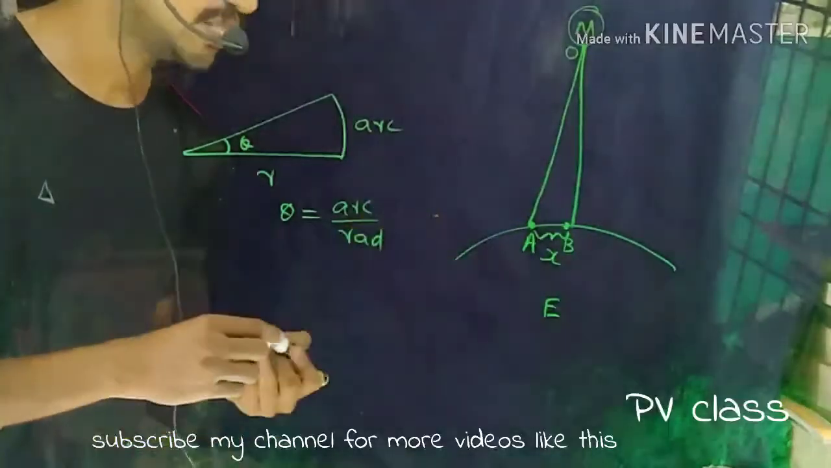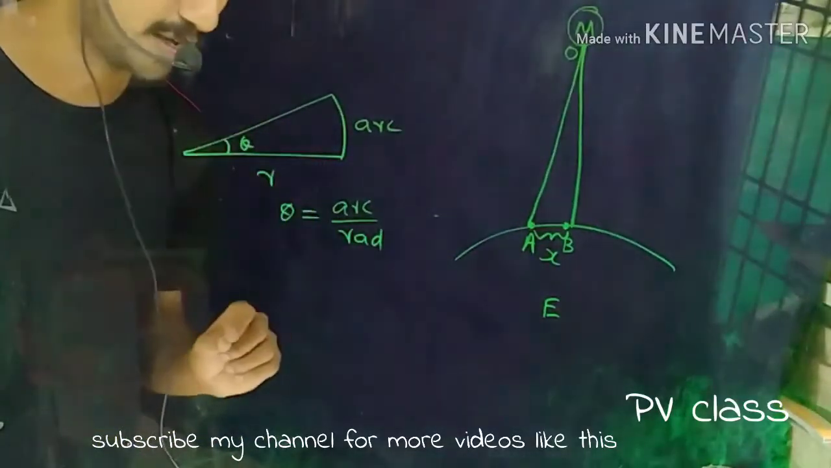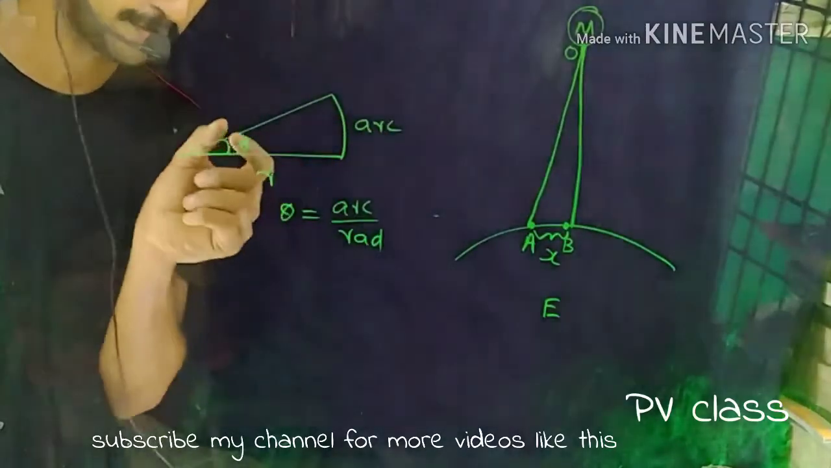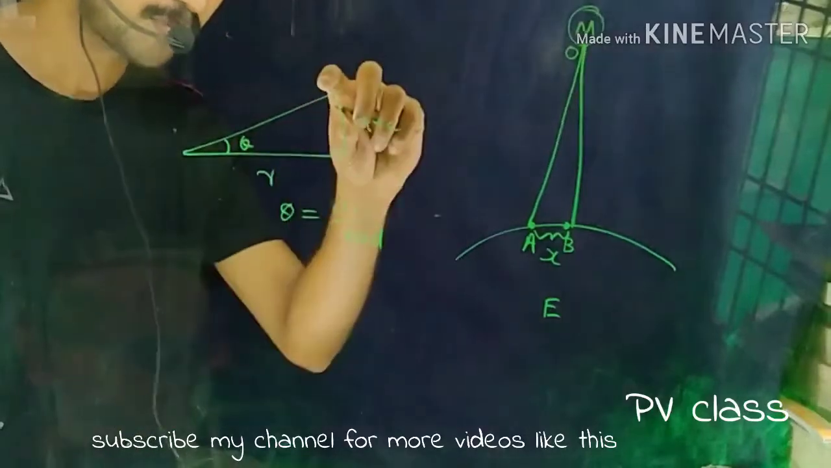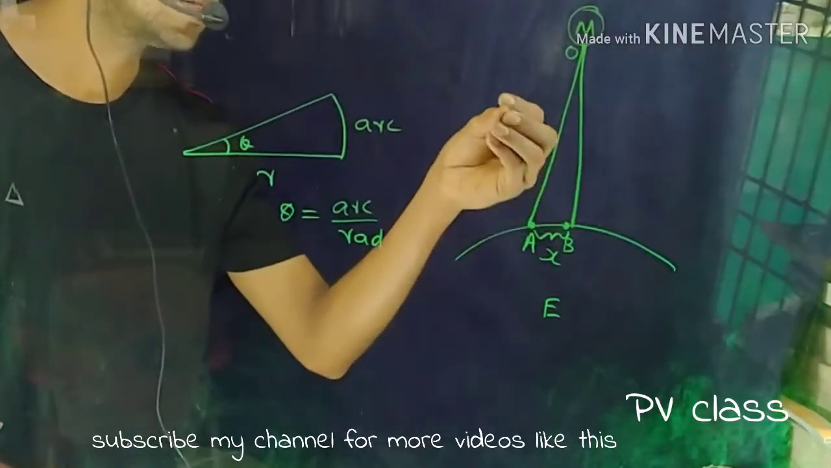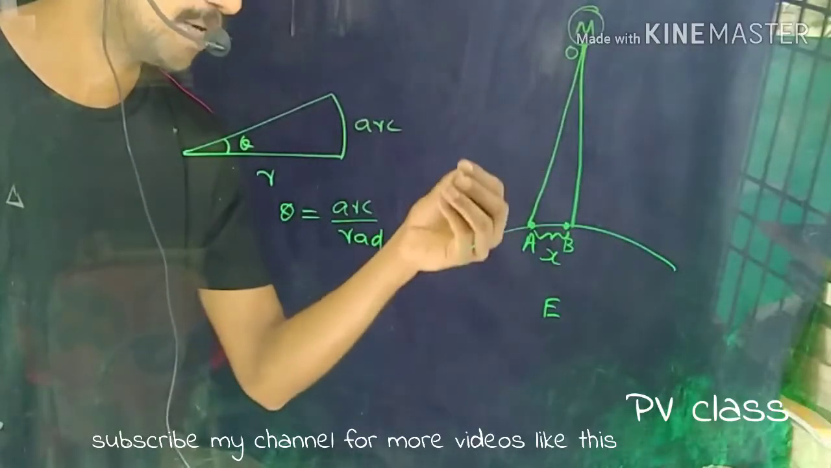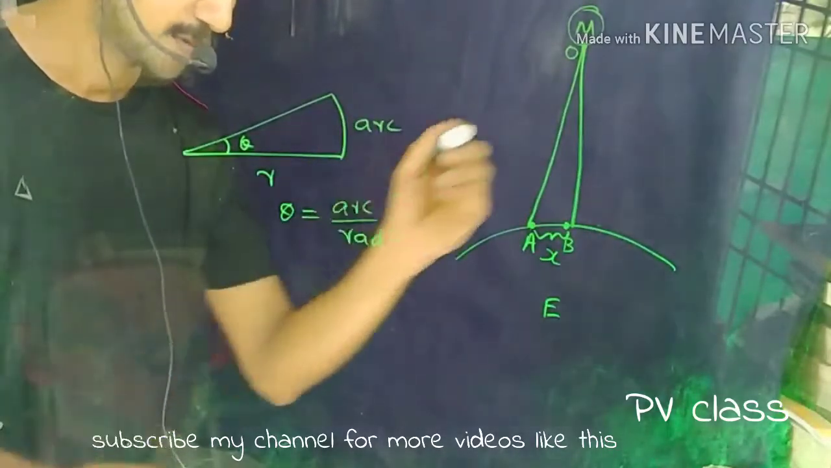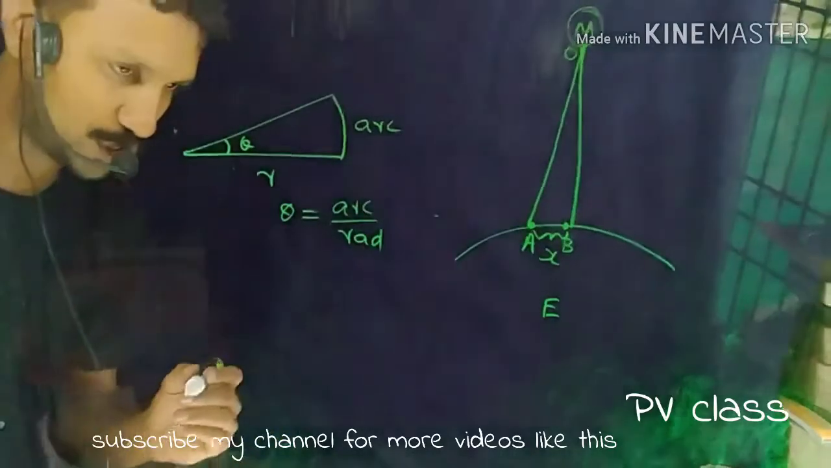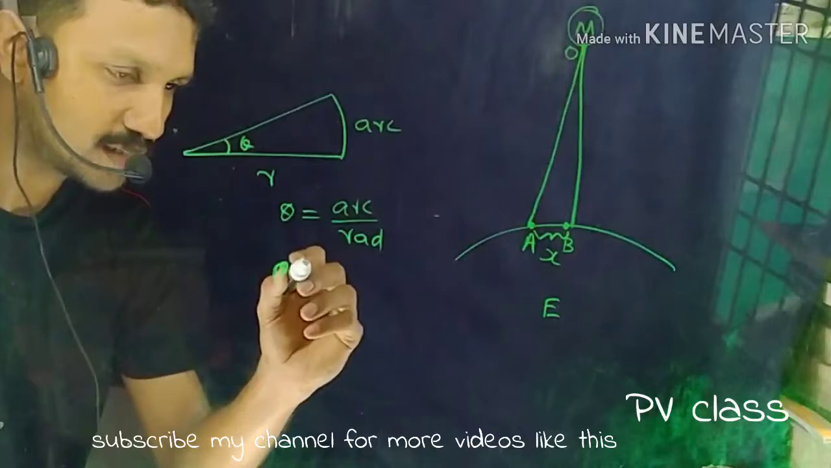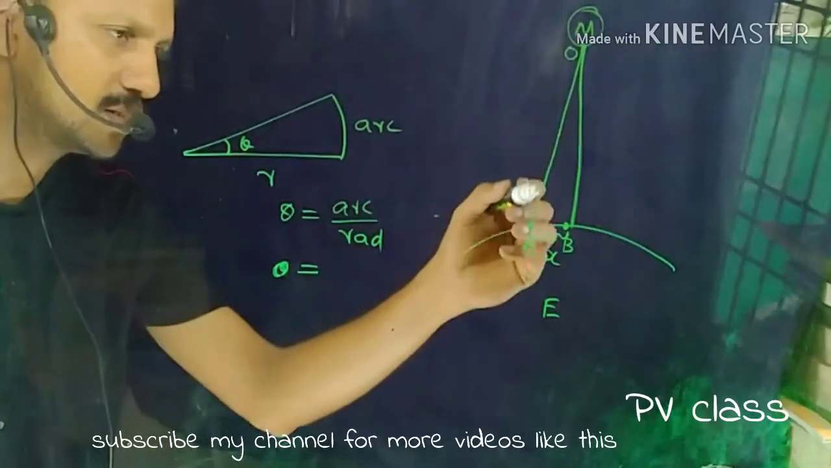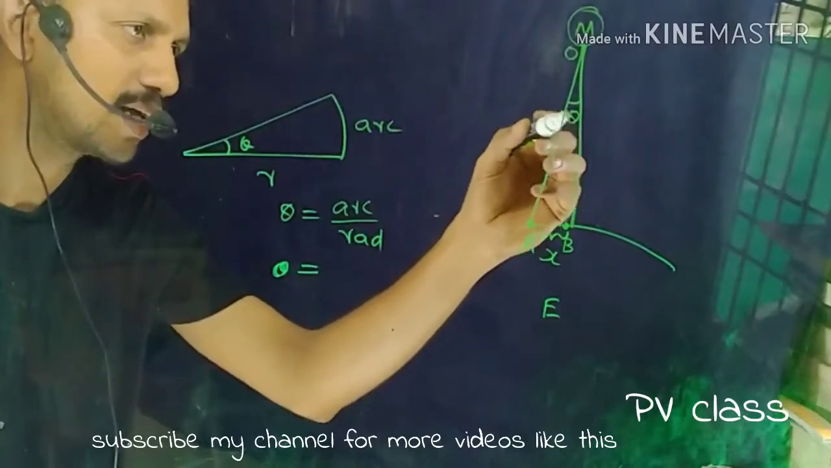In the case of a very small angle, we could assume the arc as a straight line. That is, if the angle is very small, the arc can be assumed as a straight line. So we are using the concept angle is equal to arc by radius in this situation. Let me write the angle as theta itself. Theta is equal to, what's the arc length? Let's call this angle theta.